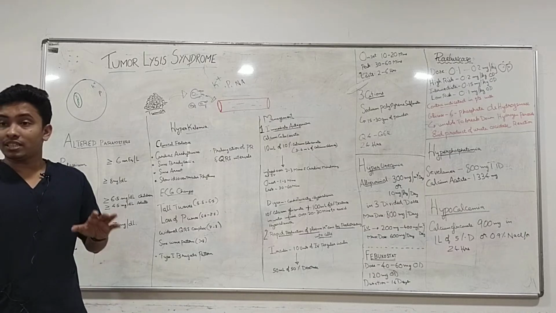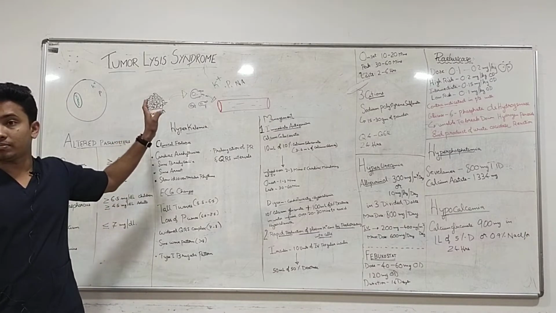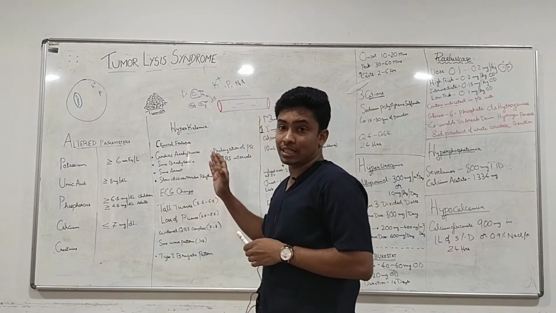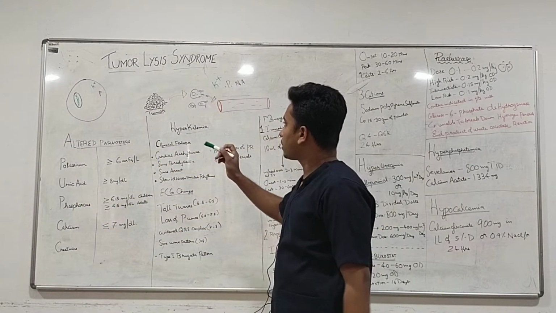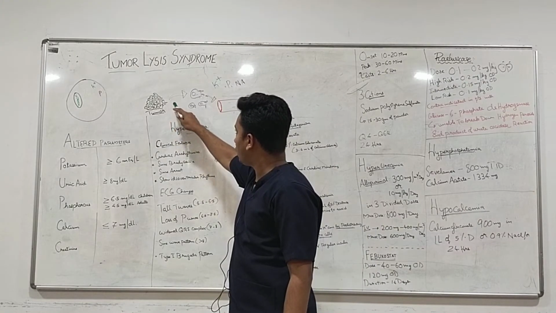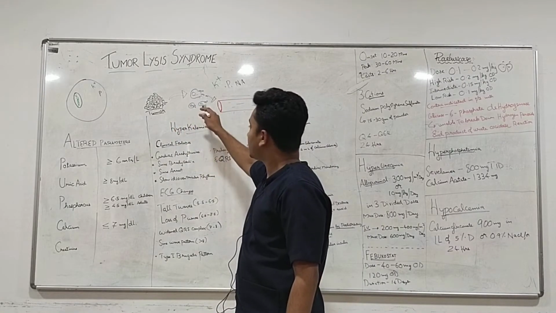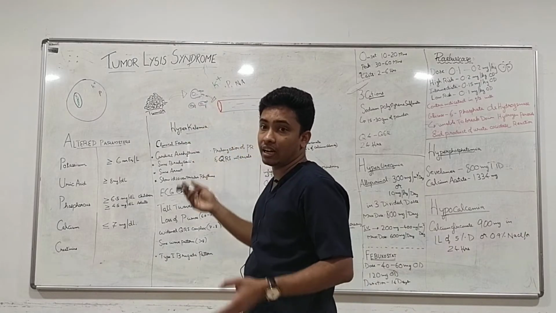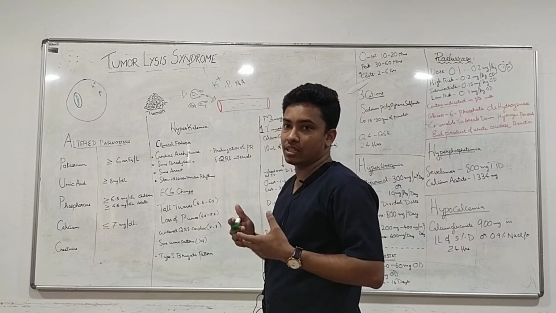I'll be talking about a syndrome called Tumor Lysis Syndrome. It's a medical, oncological emergency. In this, what happens is that tumor burdens are there, no? When these lyse and reach the bloodstream, they release potassium, phosphorus, and uric acid, and the calcium levels will change.